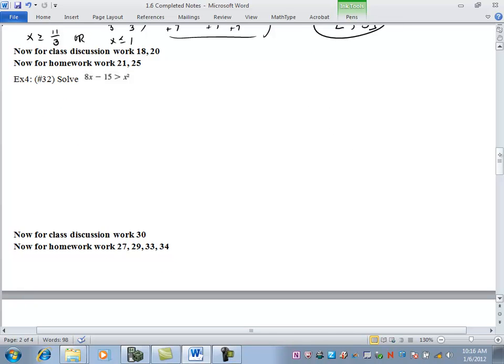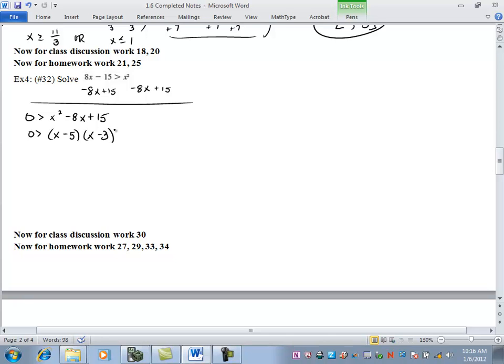Now, our next inequality we're going to look at is a quadratic inequality. And this might be something that you haven't spent a lot of time doing. We need to get one side of this set equal to 0. So I'm going to subtract 8x and add 15 to both sides. When we do that, we're going to find that 0 is greater than x squared minus 8x plus 15. And so 0 is greater than x minus 5 times x minus 3.